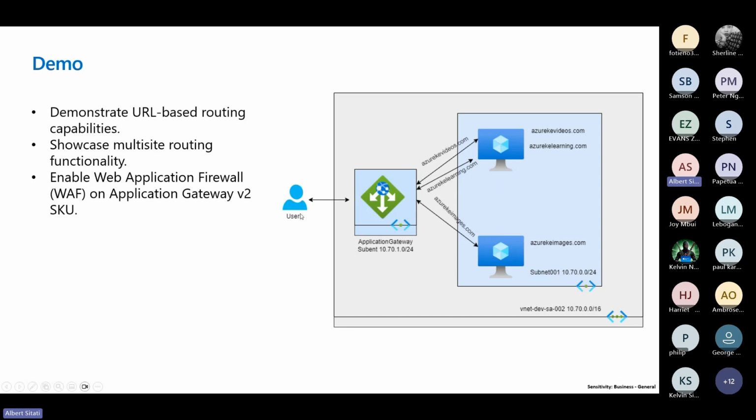And then we want to see, if you are coming here, we are hitting our application gateway, but I'm using a URL, this one. So we want to do that URL-based routing. If I'm using this specific URL, I should be able to get to this specific site.